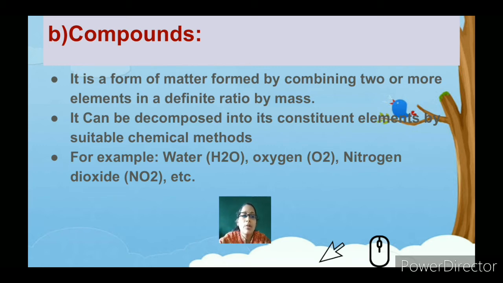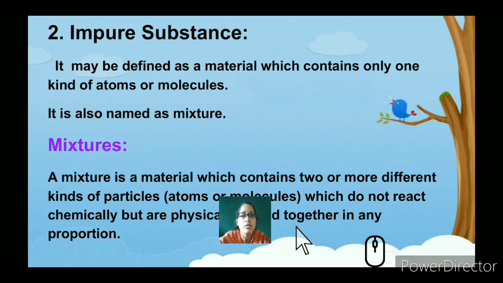So for example, you can see water. Water is hydrogen combined with oxygen. So you can see that the formula of water is H2O. When one atom of oxygen combines with another atom of oxygen, it forms O2. So nitrogen dioxide, carbon dioxide, etc. are compounds.